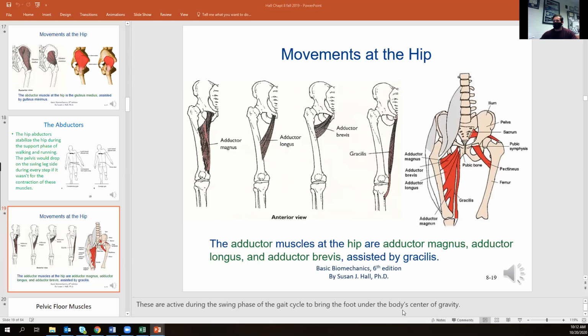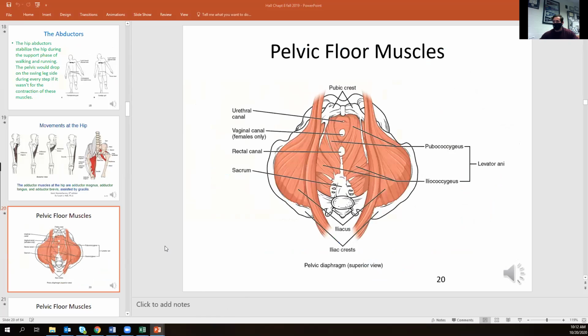Now, notice, guys, these are also going to be important for keeping our legs underneath us in the swing phase, so when our leg is coming through and we're walking. So we're naturally always having some adductor and abductor function, literally when we're just walking forward, to keep our legs from bouncing off each other and also make sure that we keep our pelvis in correct position.